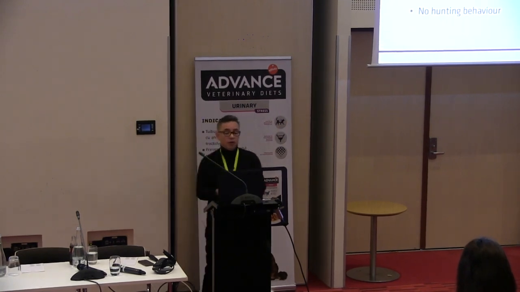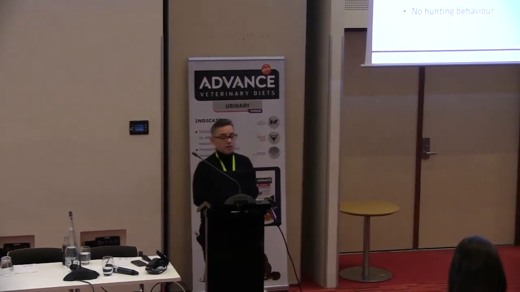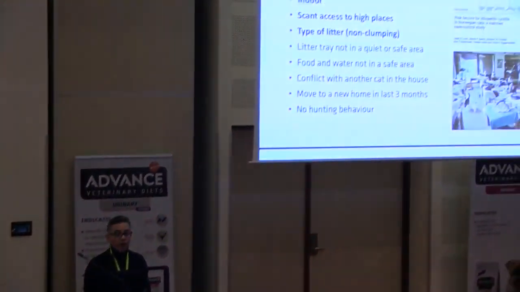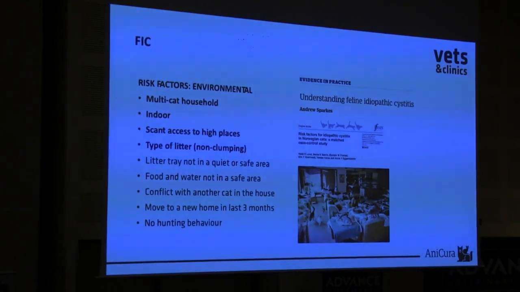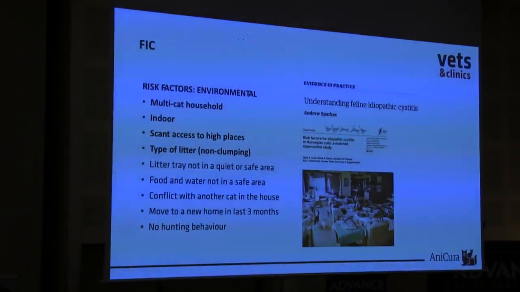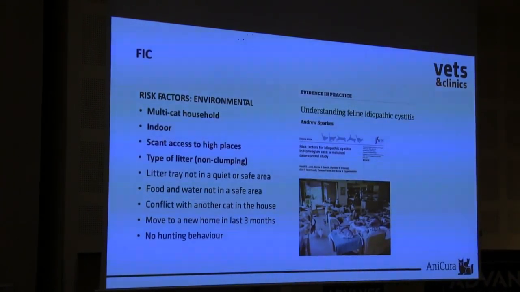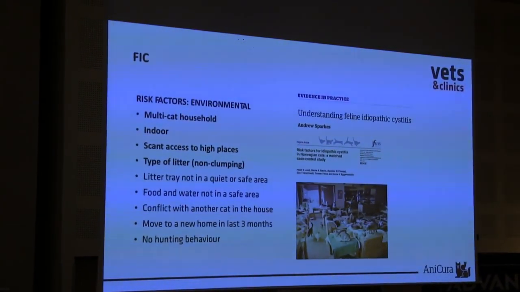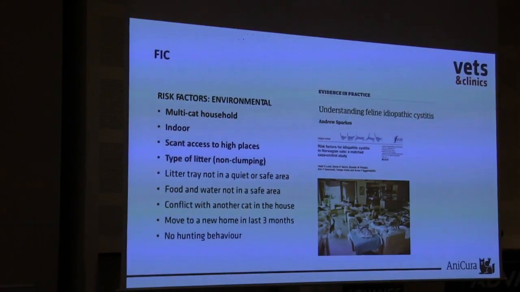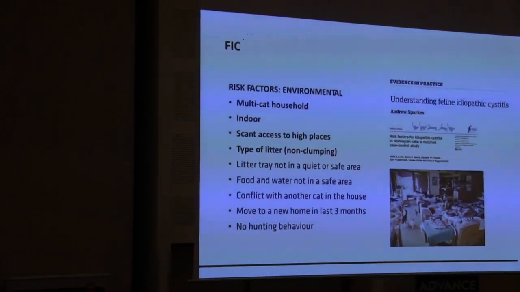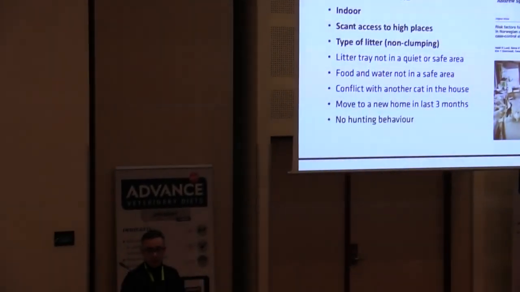But there is other stuff that we have to consider. Maybe the litter tray is not in a safe area, food and water are not in a safe area, and there is conflict with another cat in the house. That is very important, the socialization inside the household, because it influences the stress and behavior of the cat. And more, lack of hunting behavior has been associated, but the evidence is not so strong, but it's another thing we have to consider when we treat a cat with feline cystitis.